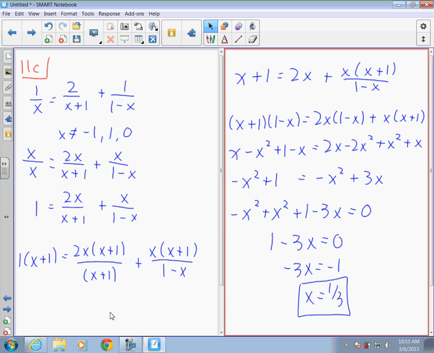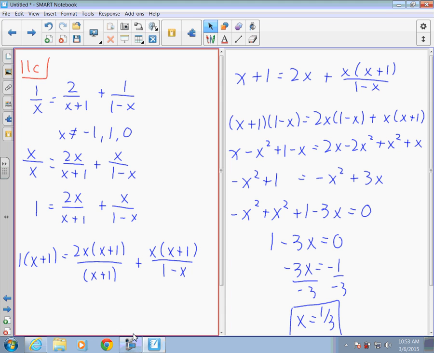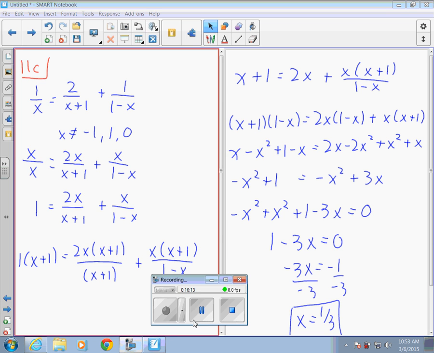What's that, sorry? Where does the negative 1 come from? Oh, because they divide both by negative 3. Right? Right, so negative 1 divided by negative 3 is just 1/3. Okay, so I'm going to hit pause in the video, then we'll get to some word problems.